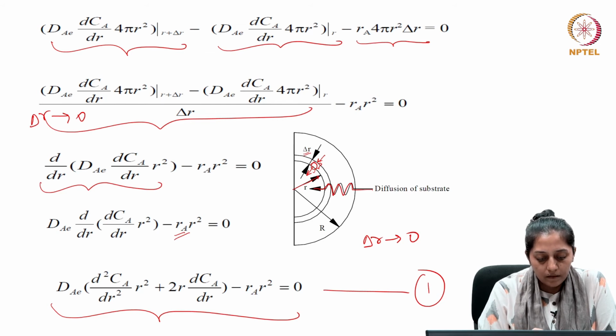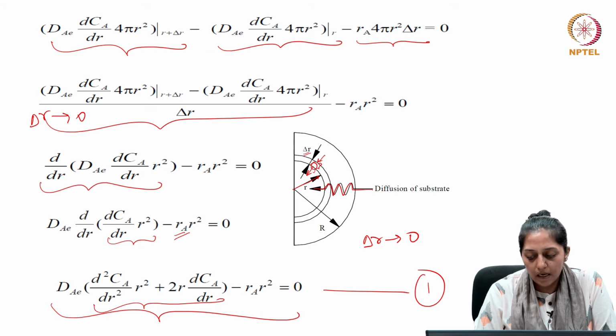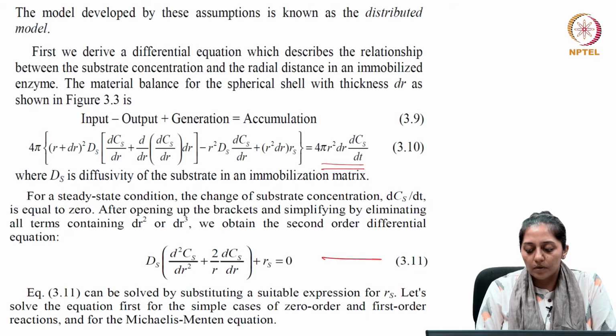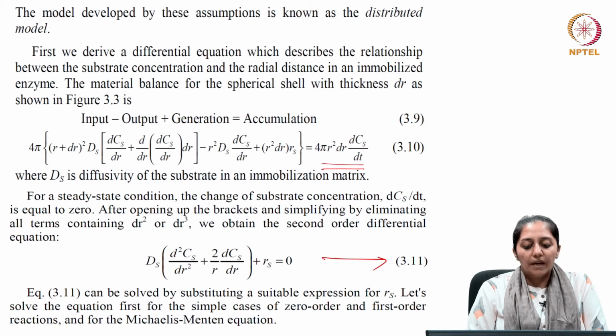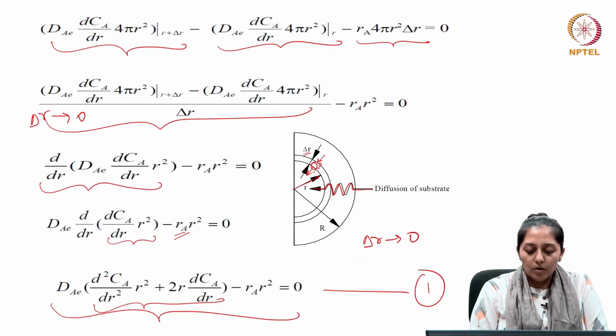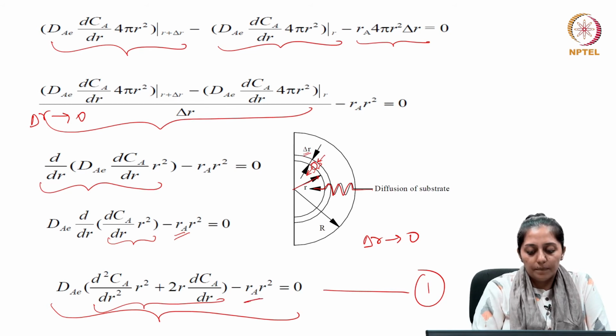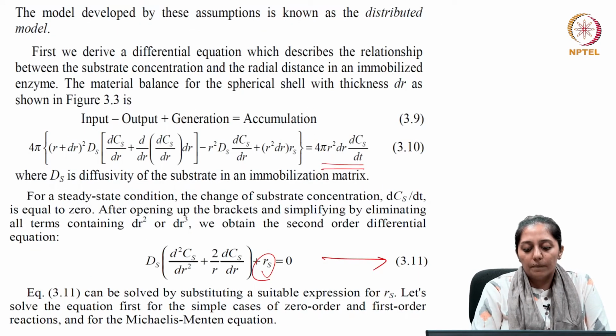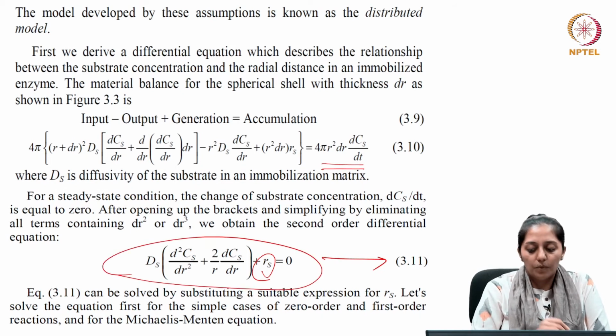So, again when you take the differential of the entities in the bracket, it will expand as shown here in the last equation. Now this equation 1 corresponds to equation 3.11, where Rs here is the reaction rate, which can be any: zero order reaction, first order reaction kinetics, or Michaelis-Menten kinetics. What has happened is that this equation 1 has been divided by R square completely. So, if you divide the entire equation by R square, this will become equal to your equation 3.11.